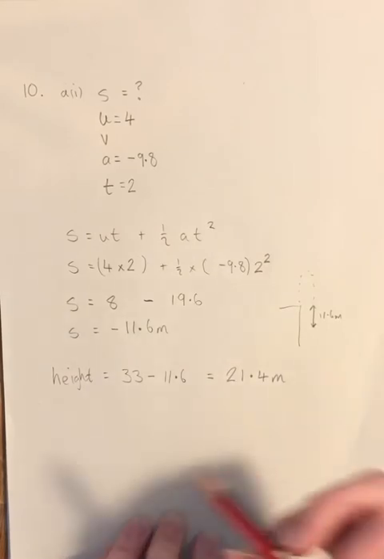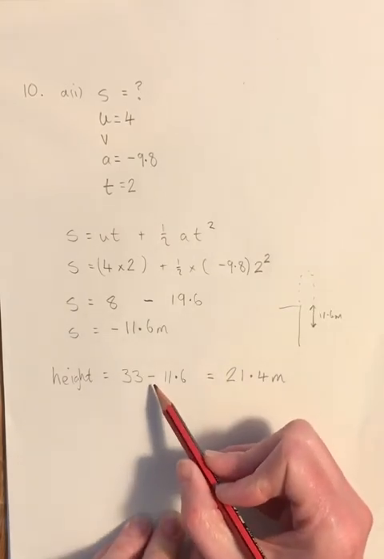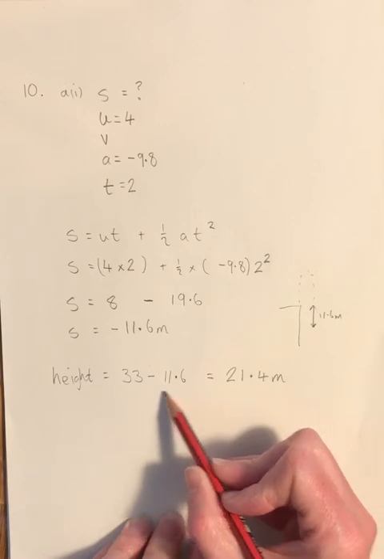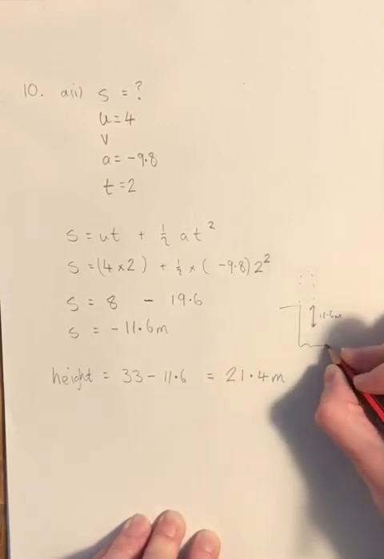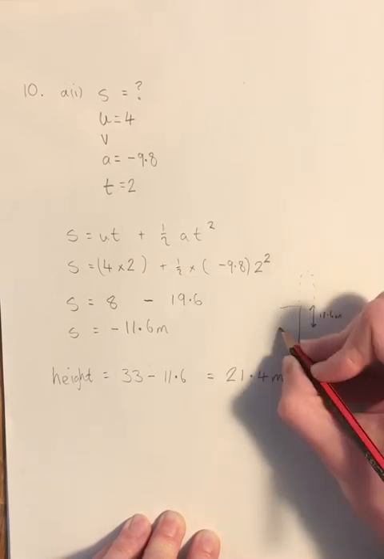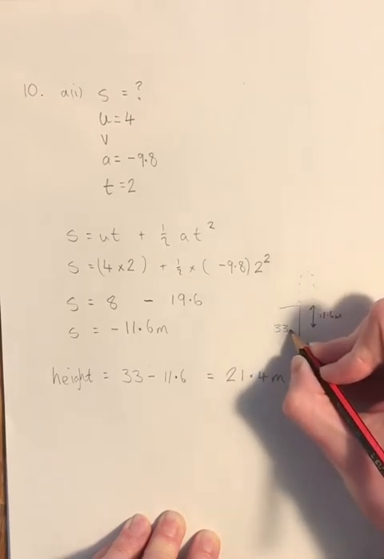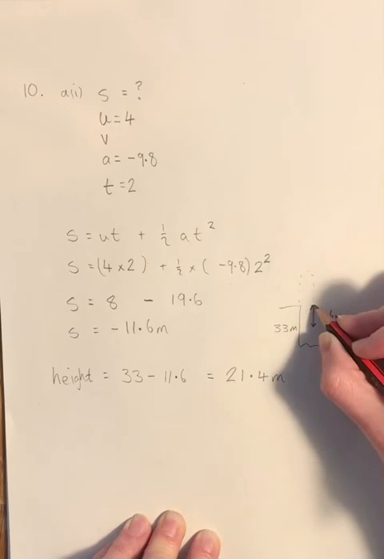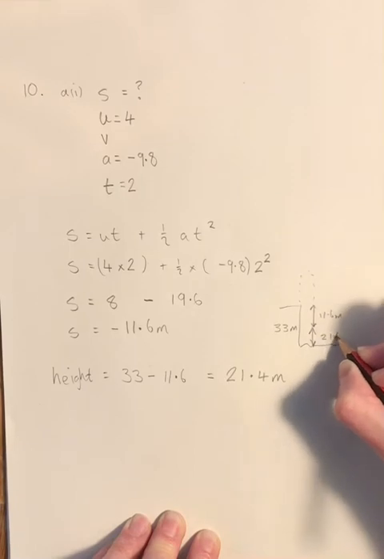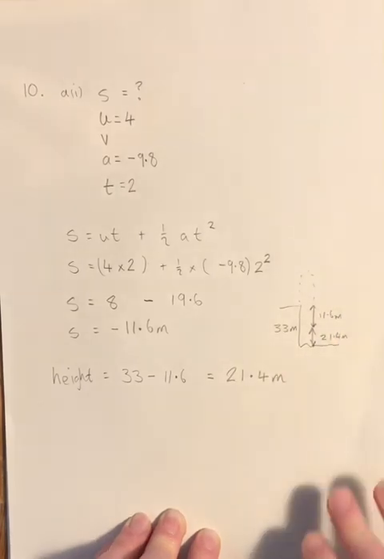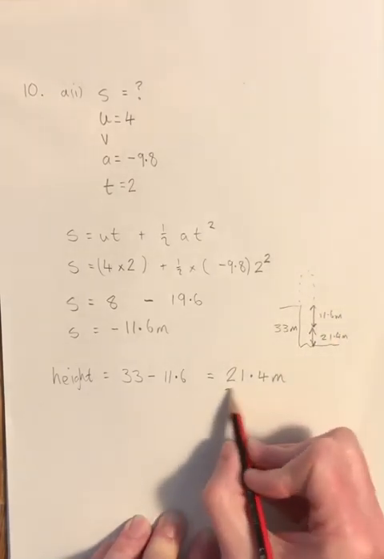So the cliff height itself was 33 metres. It's now 11.6 metres below the cliff. So that means it's a height at sea level of 21.4 metres, because the height of the whole thing is 33 metres. It's fallen to 11.6 metres below where it is. So from sea level, that must be 21.4 metres. So that's the answer there.